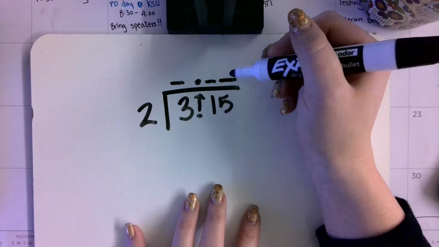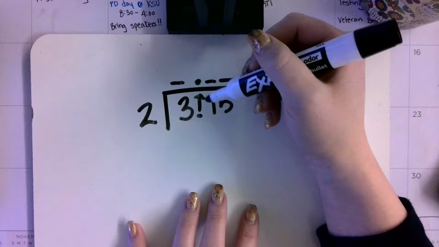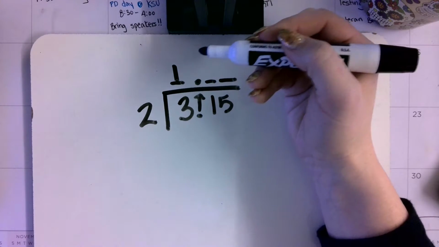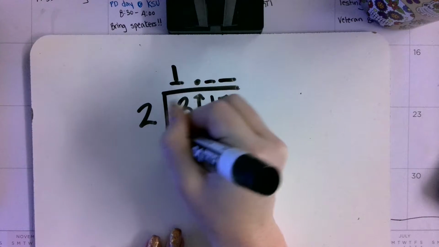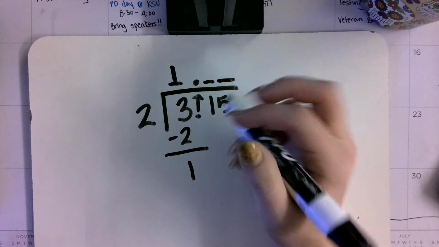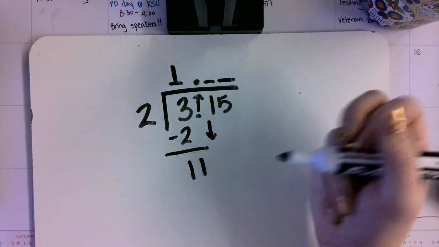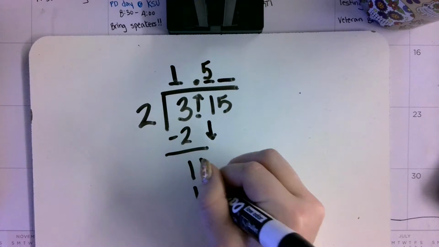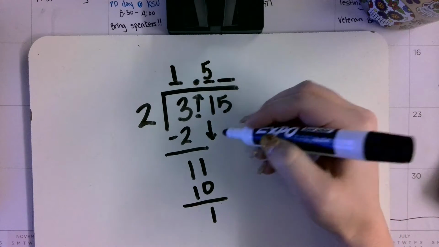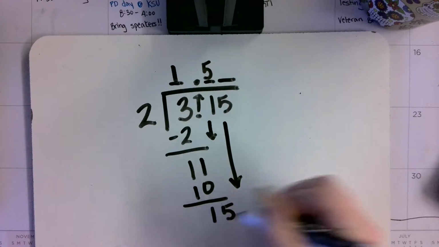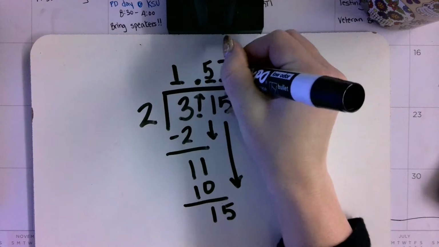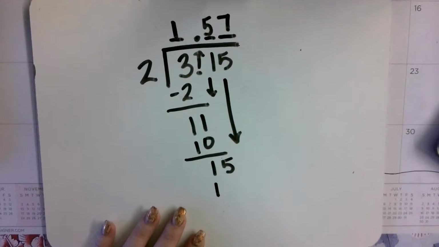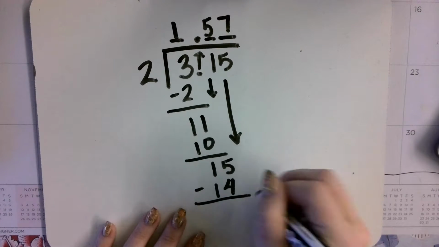any of the numbers. So then once you put your plates and you push up your decimal, you divide like normal. So how many times does 2 go into 3? 1. 1 times 2. 3 minus 2 is 1. Bring down the 1. 2 goes into 11 5 times. 5 times 2 is 10. 1, bring down the 5. 2 goes into 15 7 times. 15 minus 14 is 1.